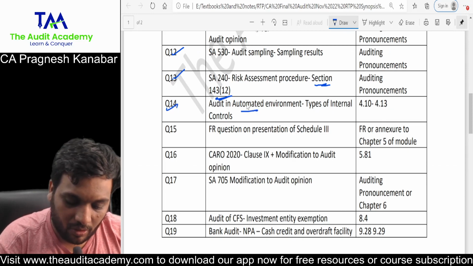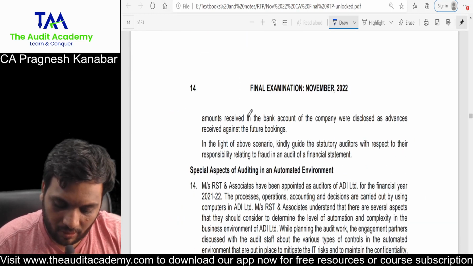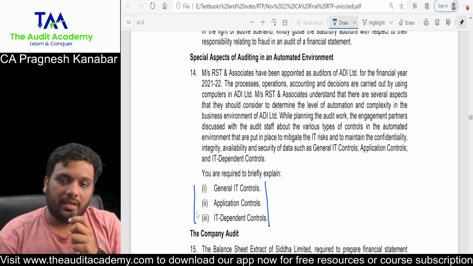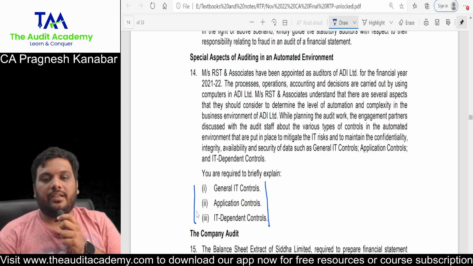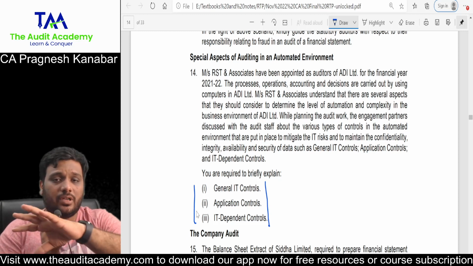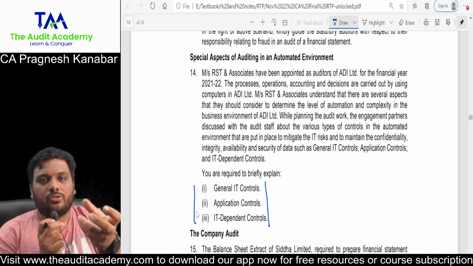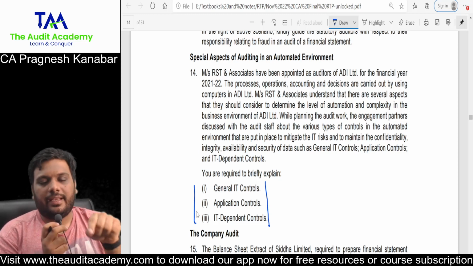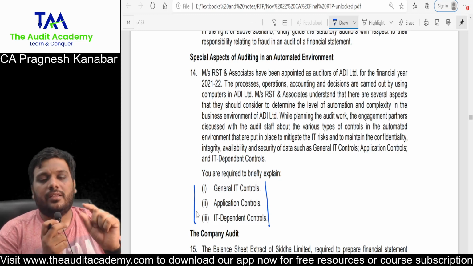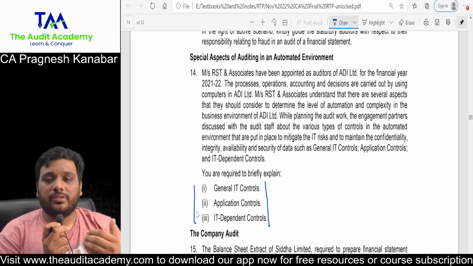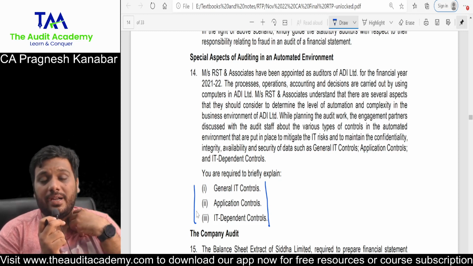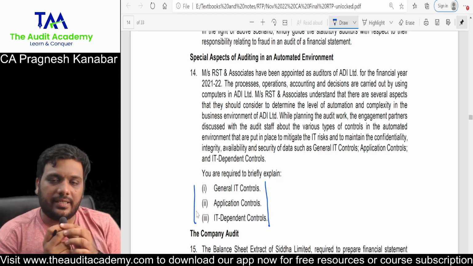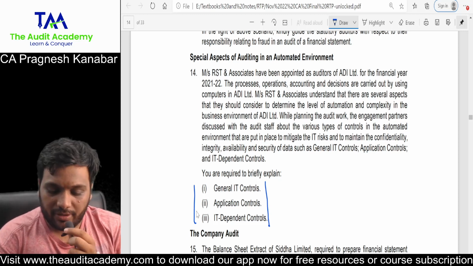Question number 14 is about audit in automated environment. In this, they are asking to please explain general IT control, application controls, and IT dependent controls. So general IT controls are the IT controls across all the applications, like controls over database or controls over server. Application controls are in each particular application, like salary, purchase and so on. In each application there are separate sets of controls, and IT dependent controls are actually manual controls, because we humans are dependent upon IT. So manual controls which are dependent upon the reports received from IT. It is there separately in the topic of audit in automated environment.